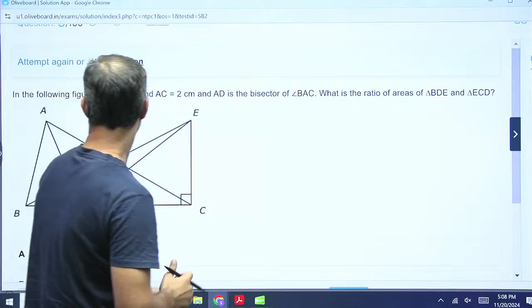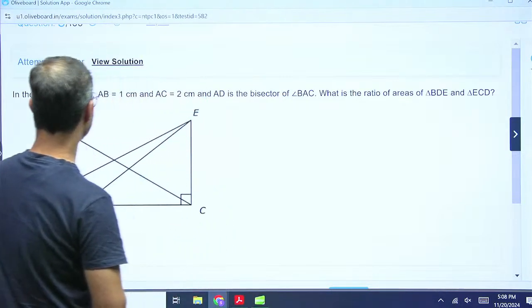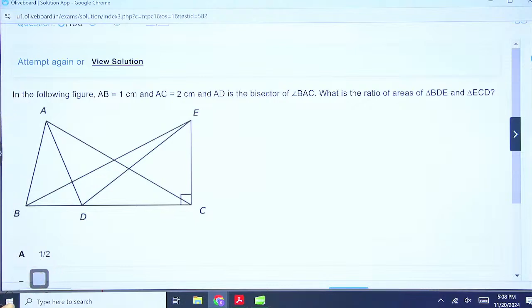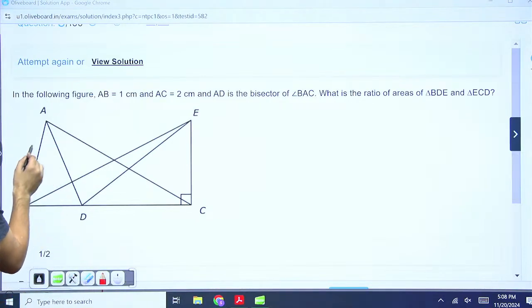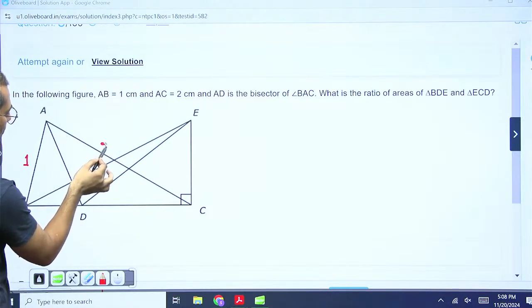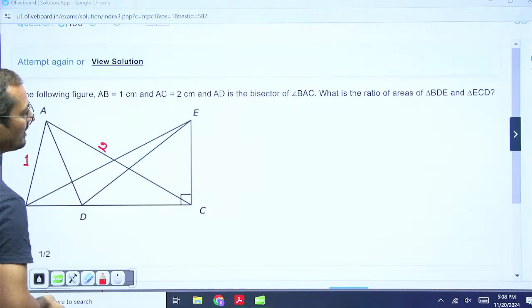See, in the following figure, AB is equal to 1 centimeter and AC is equal to 2 centimeter. AB is here, AB is equal to 1 centimeter and AC complete is 2 centimeter, and AD is the bisector.